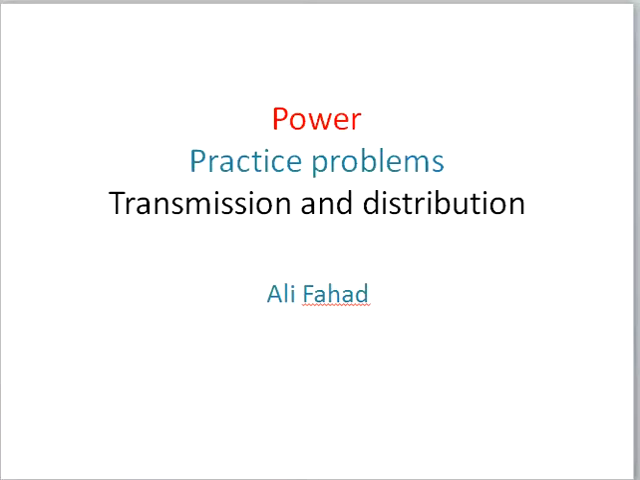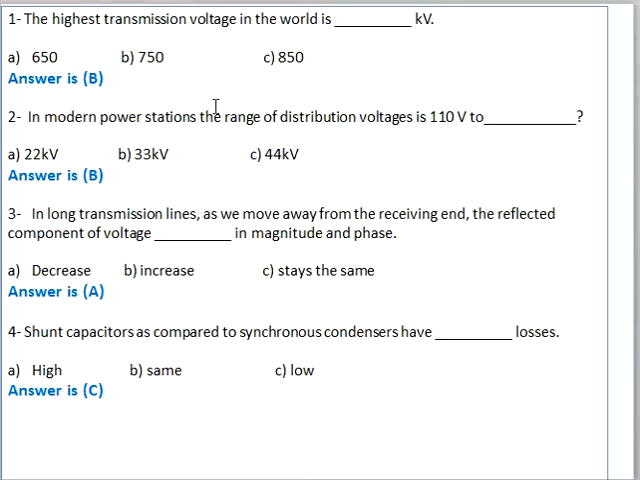Here are some practice problems. The highest transmission voltage in the world now is 750 kV, which is B. In a modern power station, the range of distribution voltage is 110 to 33 kV. In long transmission lines, as we move away from the receiving end, the reactive component of the voltage is going to decrease. Shunt capacitors, as compared to synchronous condensers, have low losses.